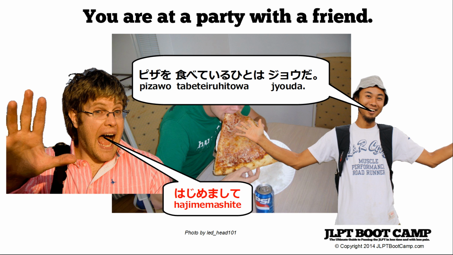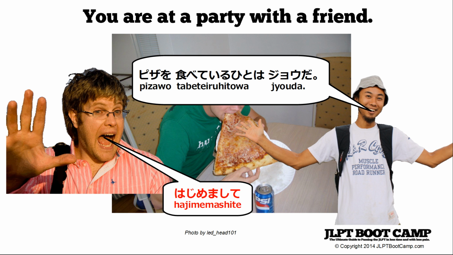Okay, today we have a little bit more advanced grammar lesson, N5 grammar lesson for you. Today we're going to be talking about how to describe things. So first, please imagine you're at a party with your Japanese friend again, and he says, "Pizza o tabete iru hito wa Jou da." And he basically just said, the person that is eating pizza is Joe.